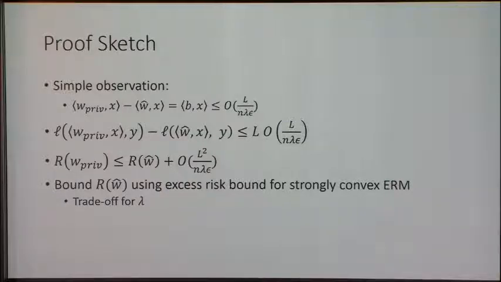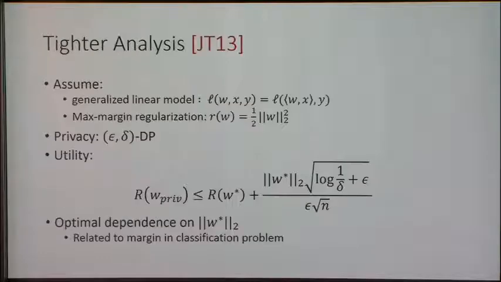And now because my loss function is Lipschitz, the difference between the loss function values is bounded by how different the prediction, or projection onto vector X, is. Okay, and using uniform convergence bounds, this will immediately imply that the risk at W private is less than or equal to the risk at W hat plus a term of this type. And then using the bound on R at W hat and trading off our lambda properly, we obtain this utility guarantee, or this excess risk guarantee.